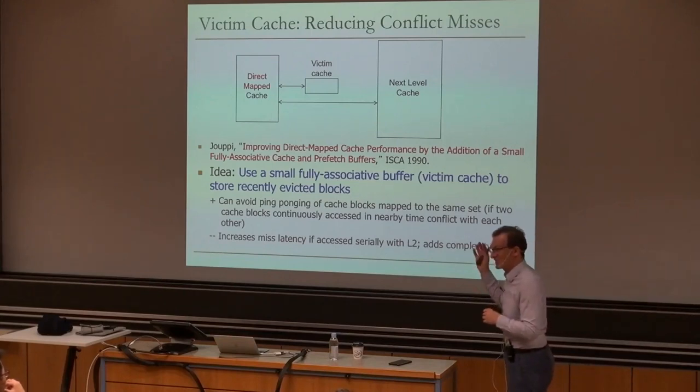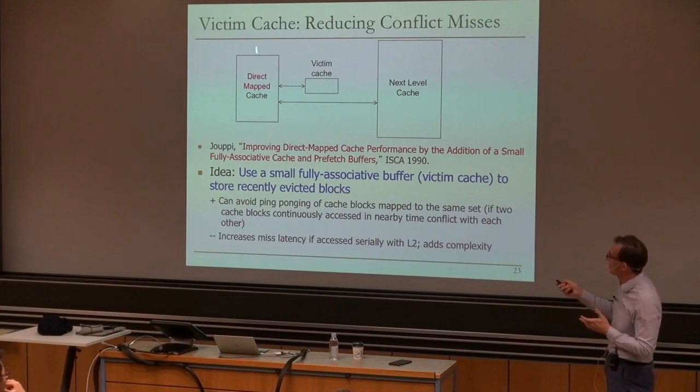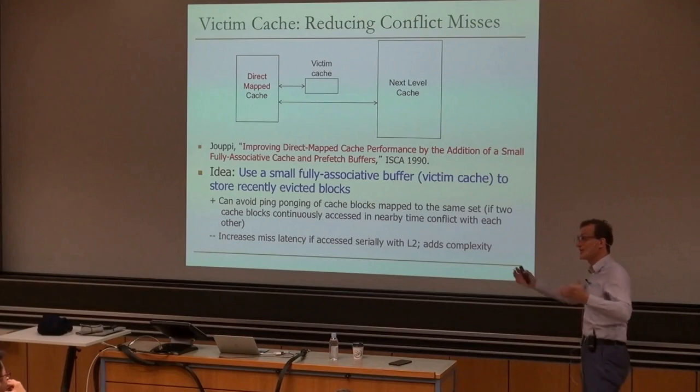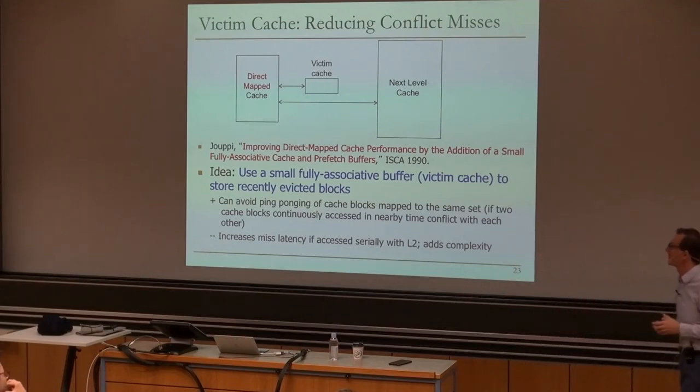Then this is a useless access. So a two-way cache may actually be a better design choice than a victim cache. But you can always add a victim cache to a two-way cache as well, right? Because there's no end to this conflict behavior unless you make the cache fully associative.